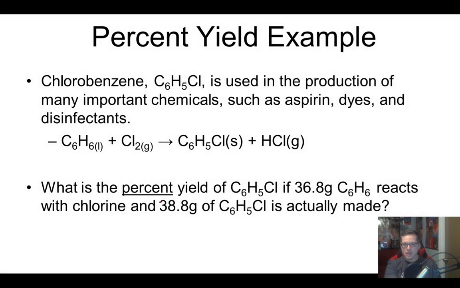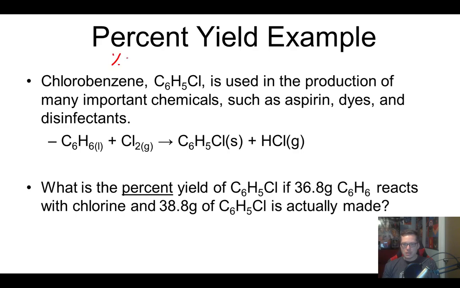All right, so let's do a practice problem here. Super easy. Chlorobenzene, C6H5Cl, is used in the production of many important chemicals, such as aspirin, dyes, and disinfectants. So here's the reaction to form chlorobenzene. You take benzene with chlorine gas, you get a chlorine on there and hydrochloric acid out. It says, what is the percent yield of chlorobenzene if 36.8 grams of C6H6 reacts with chlorine and 38.8 grams of C6H5Cl is actually made? So we want the percent yield.